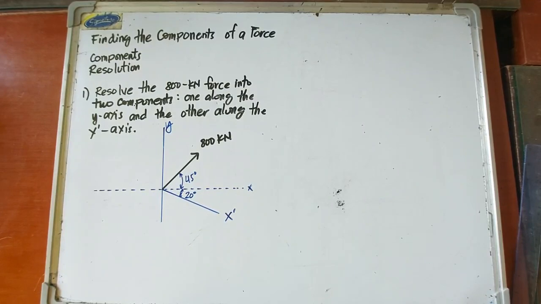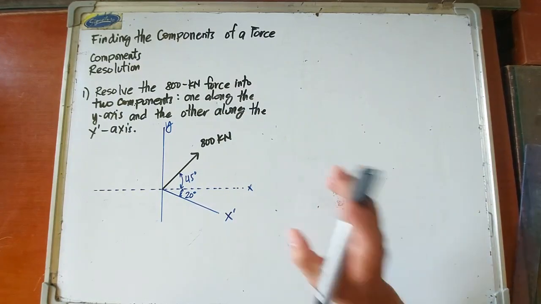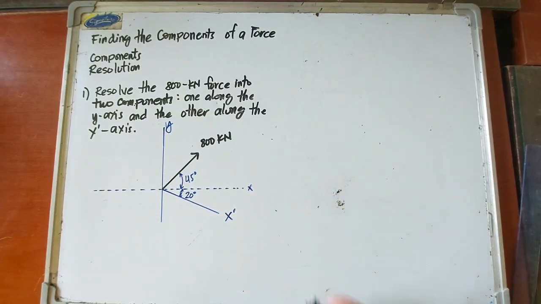Now, this time, our topic is finding the components of a force. That means, yung isang force gagawin nating dalawa. That's the opposite of what we have been doing before. So yung isang force, we're going to convert that into two components along a specified axis. Same method, we're going to use the parallelogram method to solve for the components of a force along specified axis. So let's first define some terms in here.